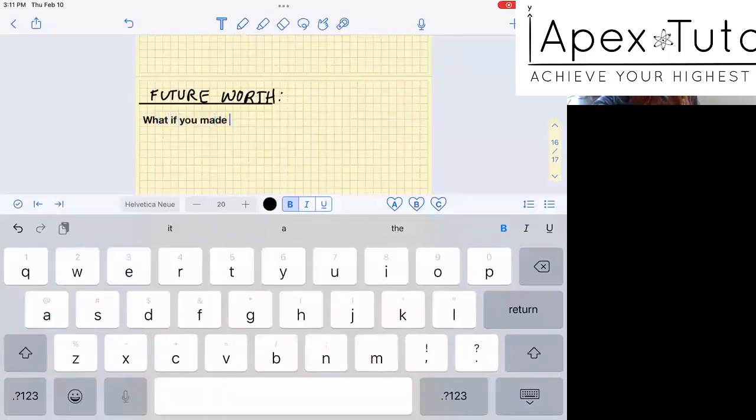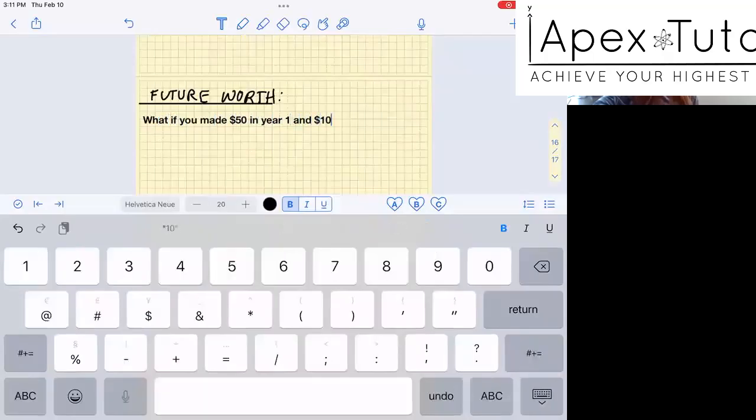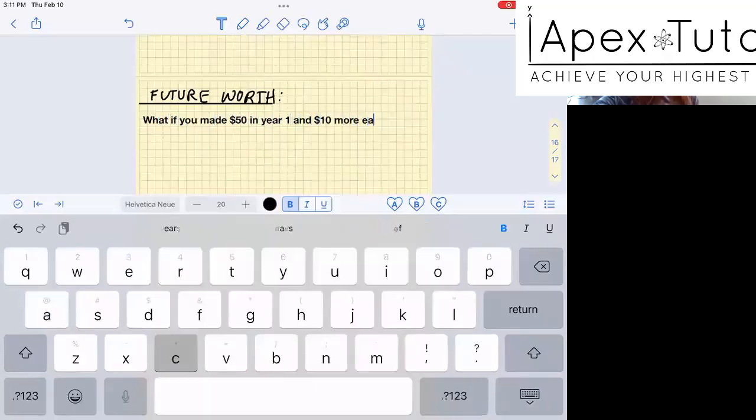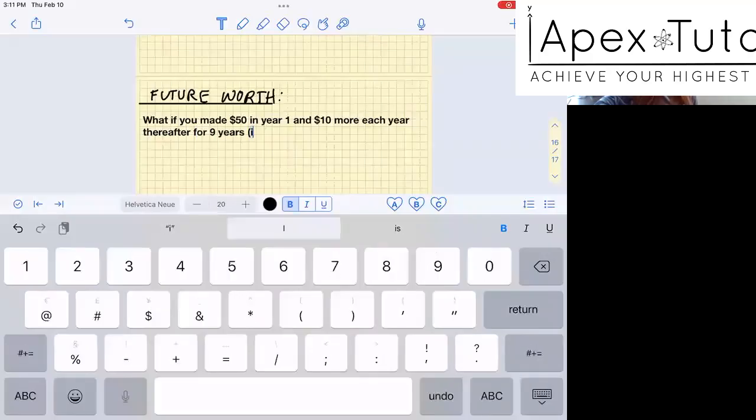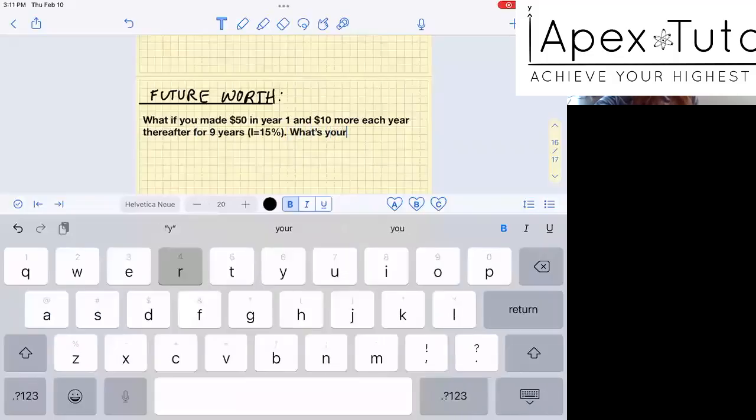What if you made $50 in year 1 and $10 more each year thereafter for 9 years with an interest rate of 15%. What's your value at the end of your venture?